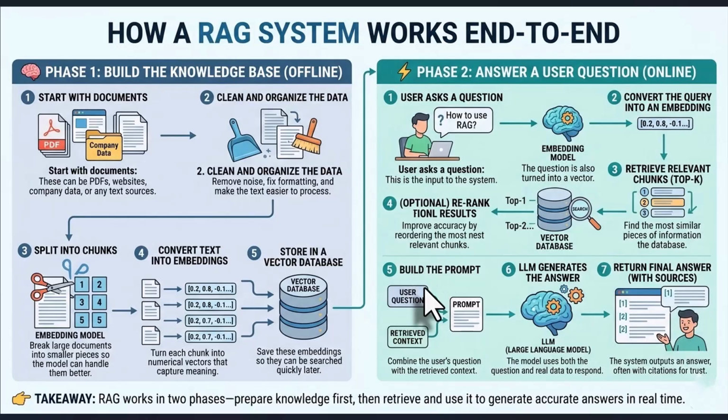And then build the prompt. That is, combine the user's question with the retrieved context. After that, the LLM generates the answer. Okay, that is, the model uses both the question as well as the real data to respond, and finally returns the final answer with sources. That is, the system outputs an answer, often with citations for trust. Okay, so RAG works in two phases. Prepare knowledge first, then retrieve and use it to generate accurate answers in real time.